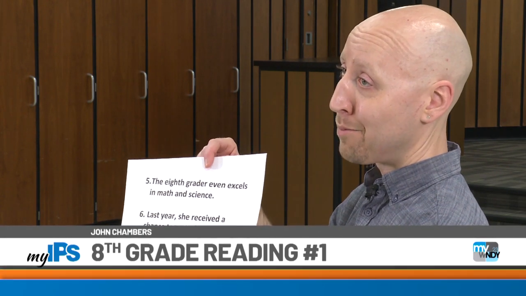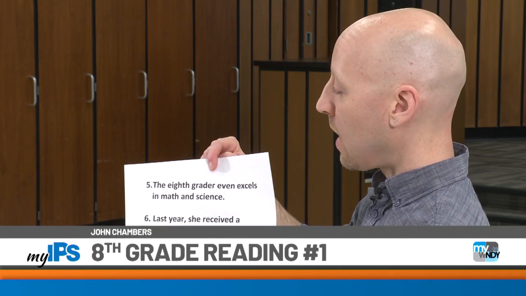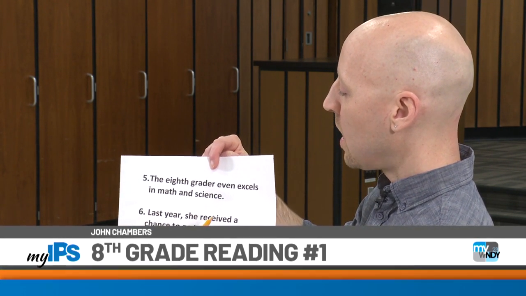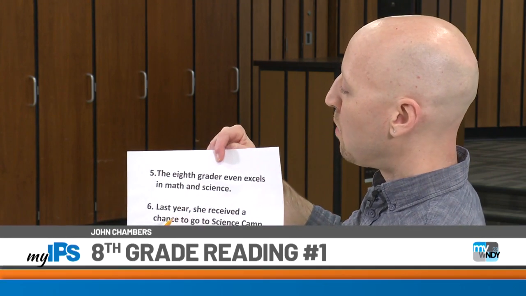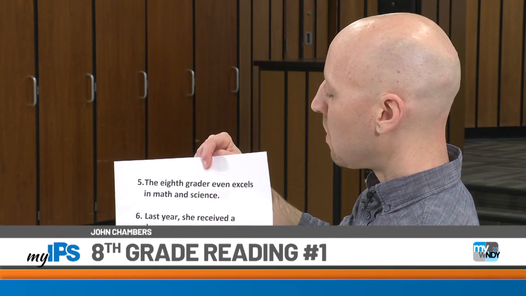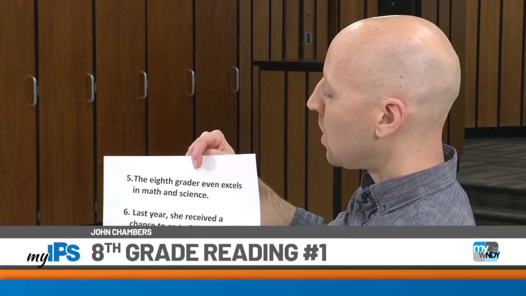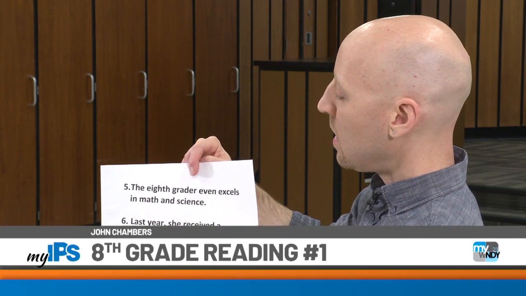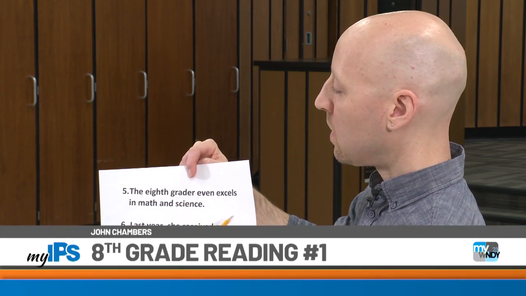So I feel like Maddie is bragging now. But she is the 8th grader in this sentence, and we're going to underline that, 8th grader, as a simple subject. And she is excelling. So she is taking that action. This is an active sentence. Write A. Number 6, last year she received a chance to go to science camp in Washington, D.C. So again, the simple subject is she, and she received, it is past tense, but she is still taking that action. So she received, this is active.